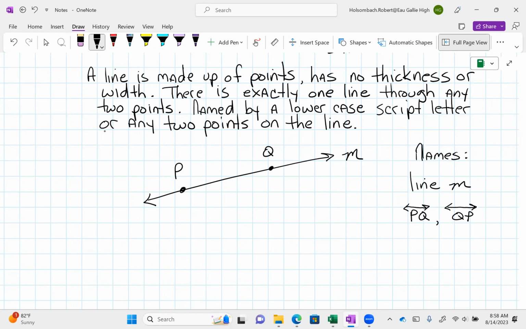If there's 3 points on there, if there's 4 points on there, you could use any of those points. If we added a point right here, called it point A, we could now name this line AQ. We could also name it line AP. All right. Any 2 points on the line or lowercase script letter that is usually located right near one of the arrows at the end of the line drawing.